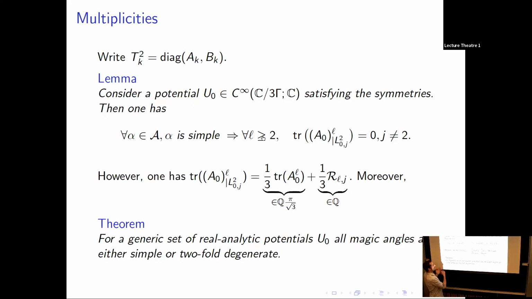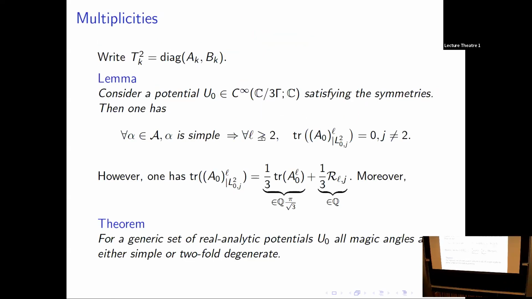So I conclude that, well, this is actually a bit more of a conclusion. My collaborators and I show that for a generic set of real analytic potentials, all magic angles are either simple or twofold degenerate. And for such a generic set, I can also say that there are infinitely many of each class. So you only have these 2 cases. Again, it has something to do with the transcendental properties of pi that these 2 cases exist.